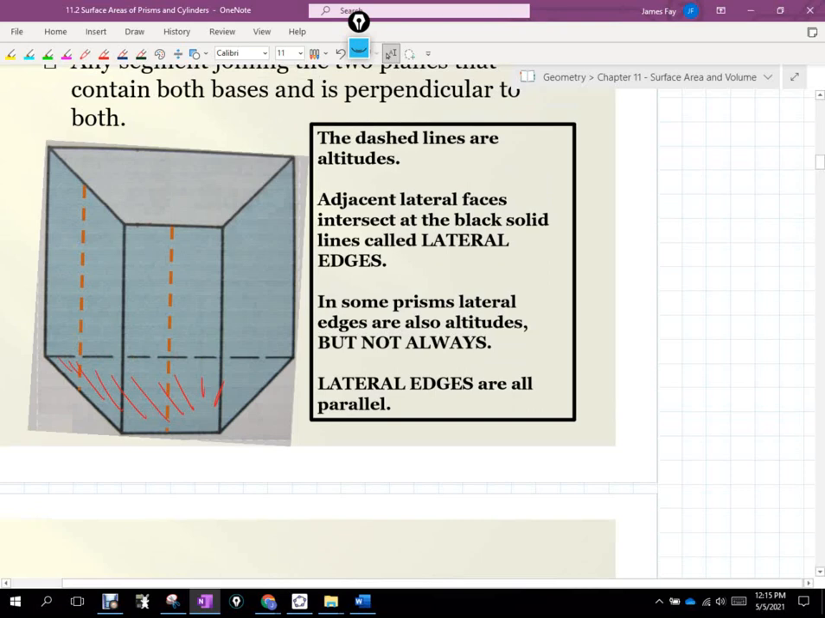Now, like in that picture, obviously those dotted lines would be altitudes. But no matter where I shift those dotted lines in those lateral faces, they're still going to be altitudes. So the best place to find your altitudes is on those edges, the black solid vertical lines there. Does that kind of make sense? Now, it's not always the case, but it is the case when we have what we call a right prism. Okay?